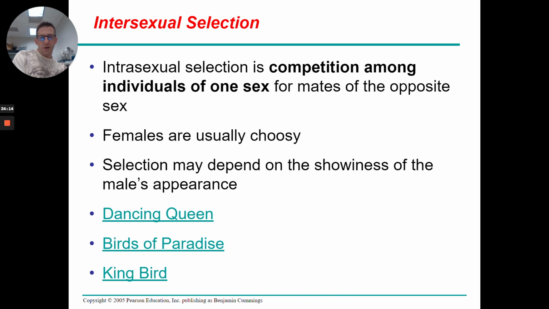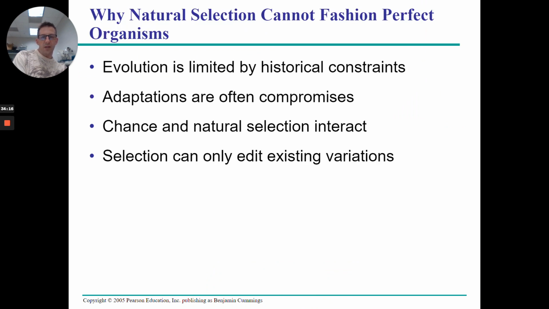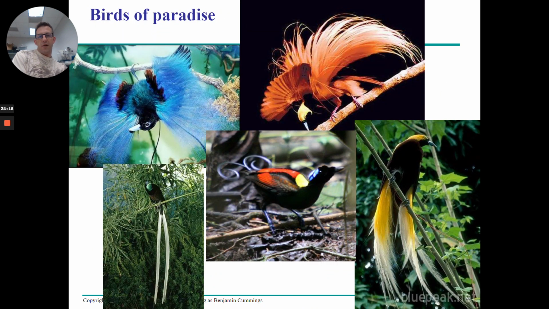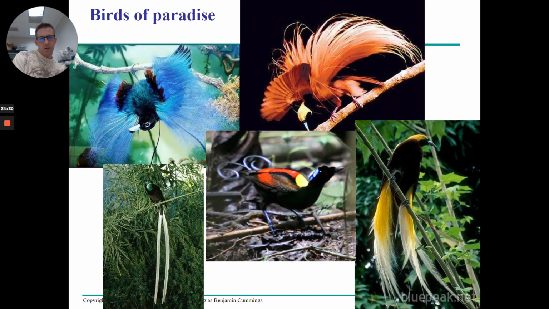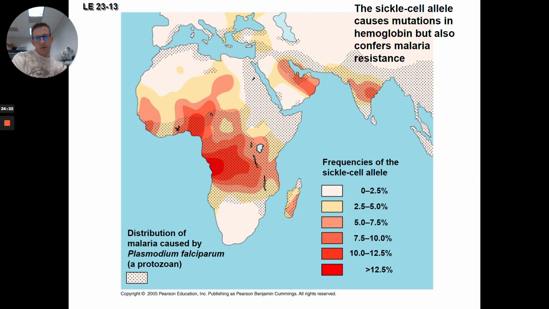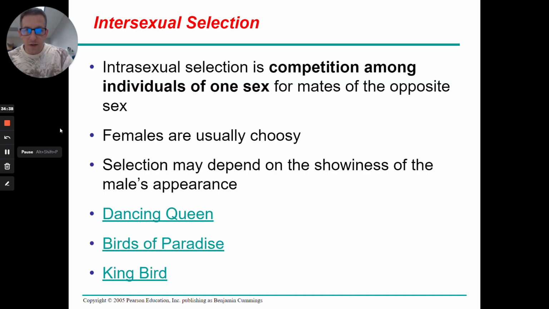Birds of paradise are really good examples of the next type of sexual selection called intersexual selection. Oh, bugger. I think I've messed these up. Let me see if I can do something here. I'm going to pause this and figure this out. All right, I figured it out.